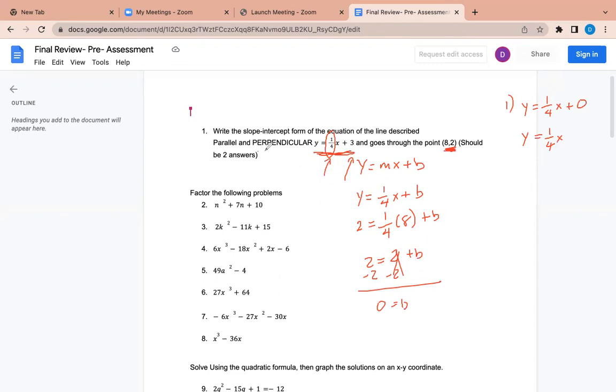Number 2, the perpendicular line. Remember the perpendicular line, what you have to do is you have the slope right here. You have to flip it over, which is 4/1, or just 4, and then change the sign. So since this is positive, the perpendicular line is going to be negative. So we have the slope of -4x plus b. And we're going to do the same thing with the (8, 2) point, because it's going to go through (8, 2).